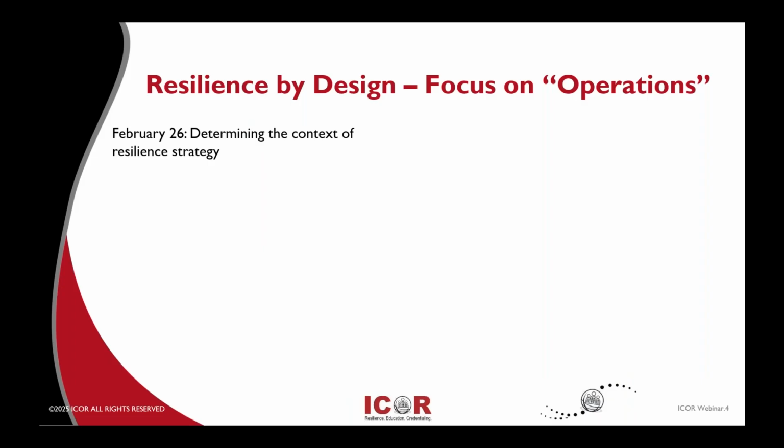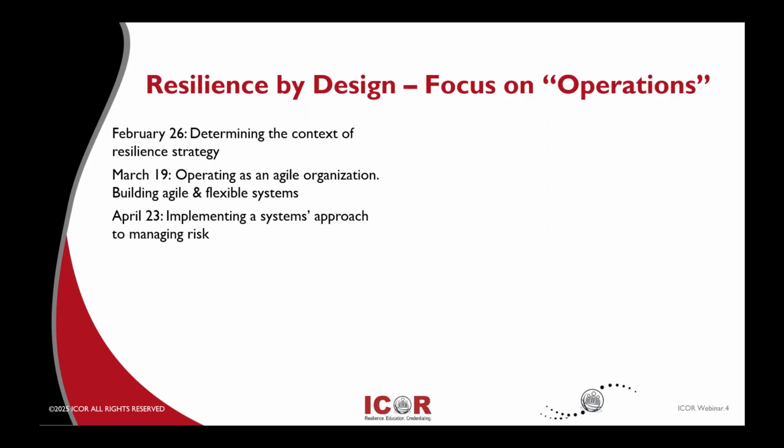For this series of webinars, we're looking at much more of a focus this year on operations. So in February, we talked about how do you determine the context of your resilient strategy. In March, we looked at operating as an agile organization and how you build more agile and flexible systems. In April, we talked about implementing a systems approach to managing risk. And for the remaining webinars, we're going to be looking at specific parts of the operation.